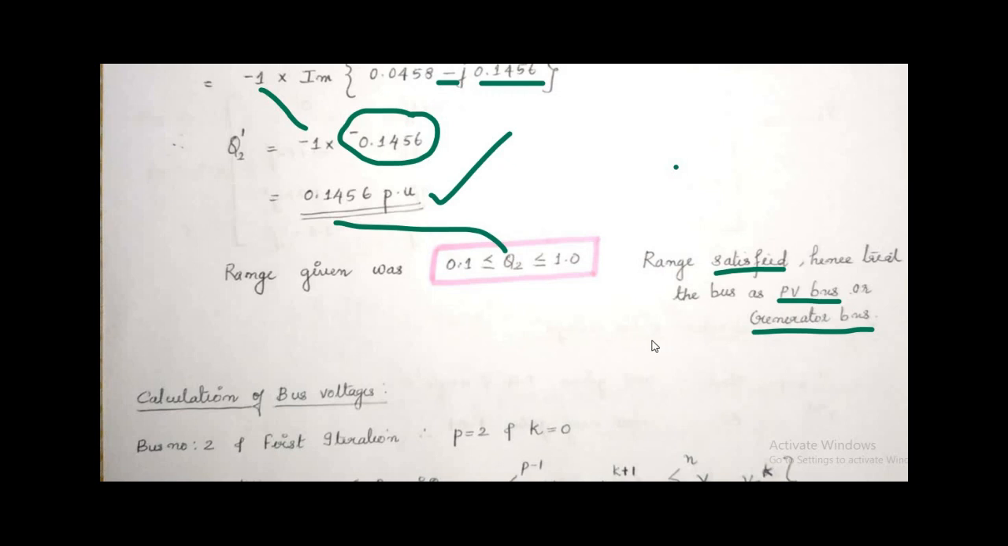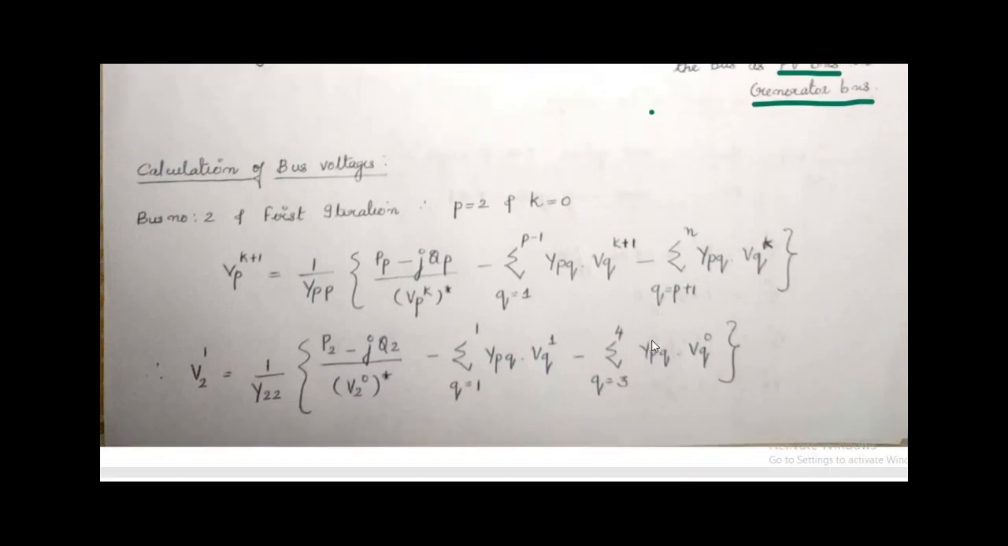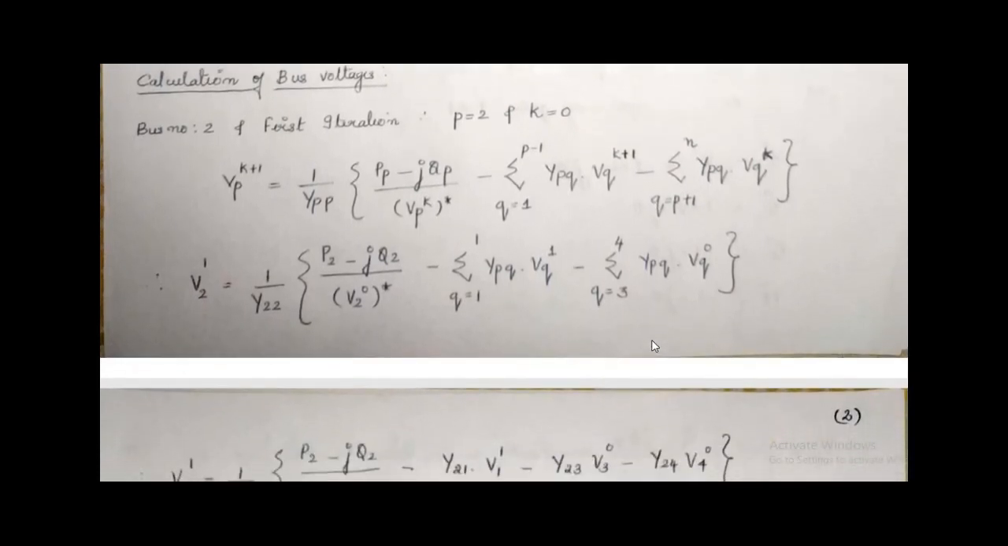Now the next step is calculation of bus voltages. You know how to calculate bus voltages, because we know this equation, right? Vp is equal to 1 by ypp into Pp minus jQp. This equation is already known. We have discussed this equation many times. Since you are calculating for bus number 2, you will be substituting the value of p with 2. And since this is for the first iteration, your value of k will be equal to 0. So upon substituting the values, V2 raised to 1 is equal to 1 by y22 into, this is the equation.